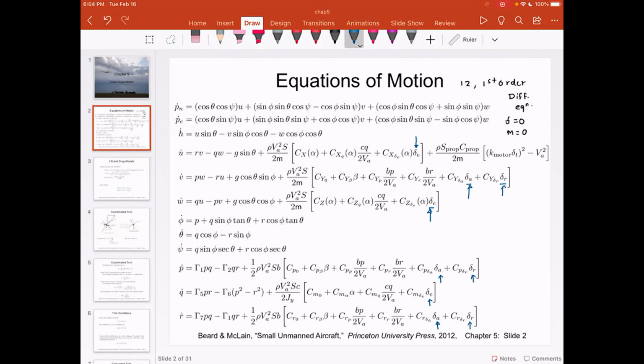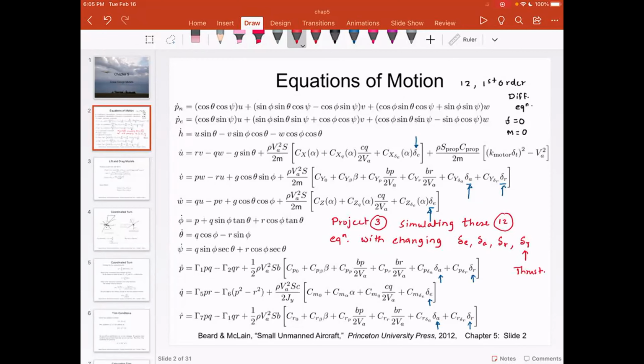So essentially, project 3 is simulating these 12 equations with changing delta E, delta A, delta R, and the thrust, delta T.